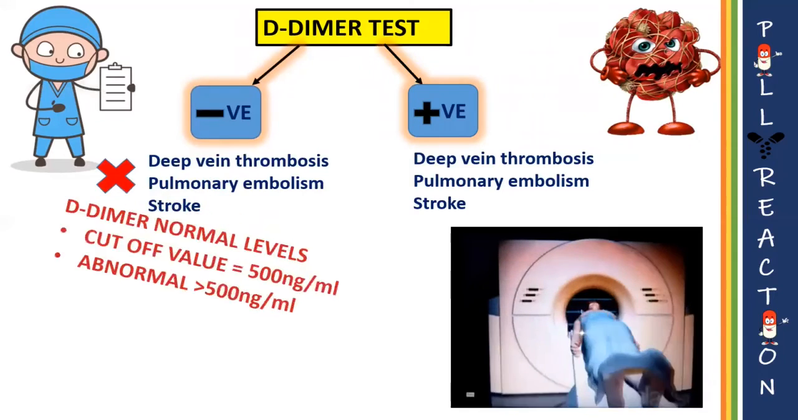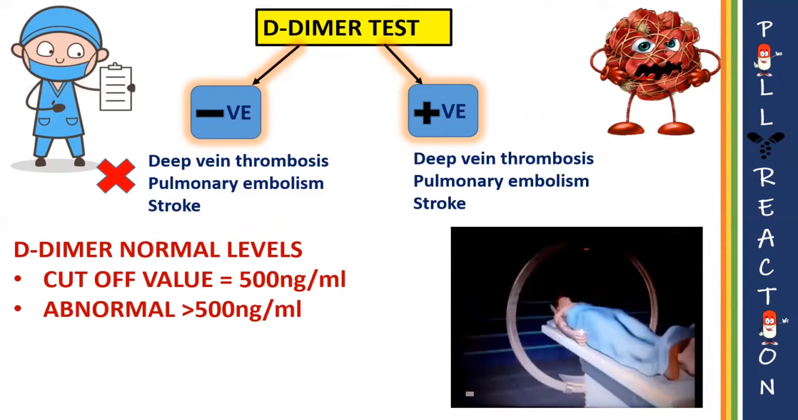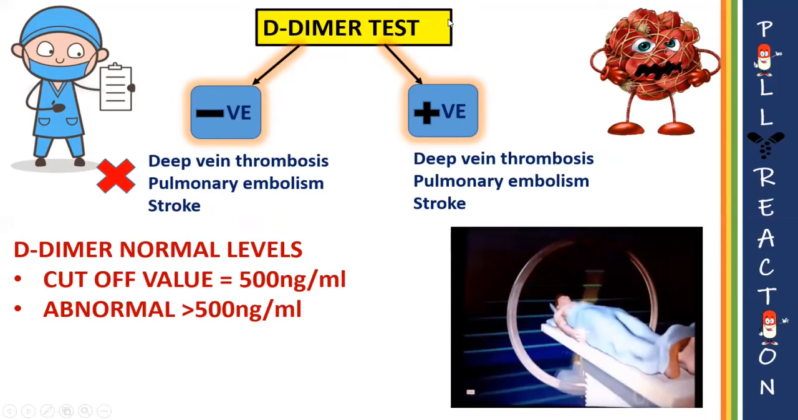D-dimer normal levels: the cutoff value is 500 nanograms per ml. Abnormal value is more than 500 nanograms per ml.